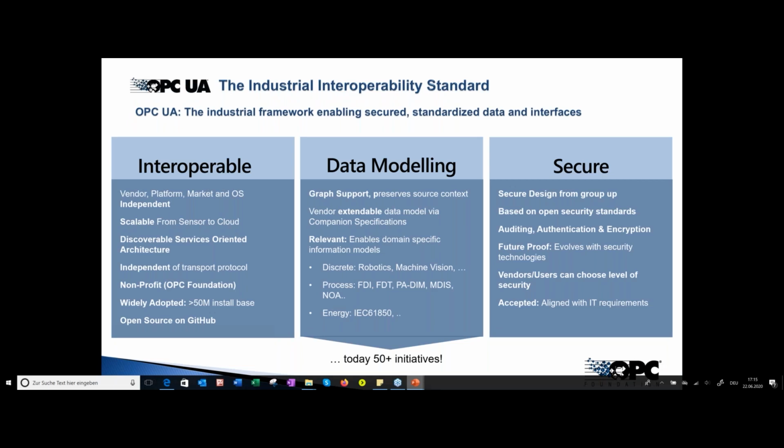So from a helicopter point of view, OPC UA has three pillars, and you have to understand that OPC UA is not a protocol. It's much more. On the left side, we talked about interoperability already. On security, I mentioned already that modern security functionalities are baked in. And in the middle, the key for the future is exactly the data modeling. This is what we do with even 52 initiatives in different markets today.